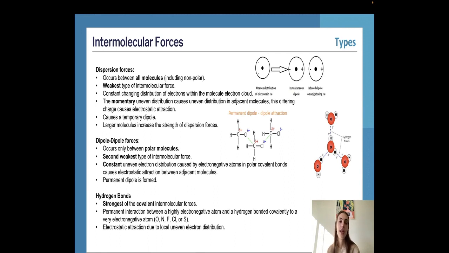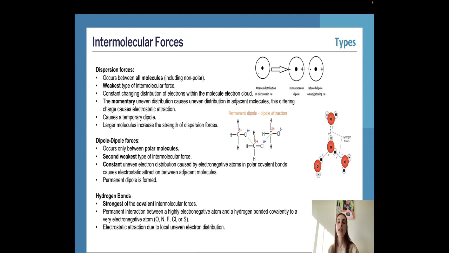Our next one is our dipole-dipole forces. These will only occur between polar molecules. They're the second weakest type of intermolecular force, but they're still reasonably strong. These occur when there's a constant uneven distribution of electrons between electronegative atoms in a polar covalent bond, and this causes an electrostatic attraction between adjacent molecules.